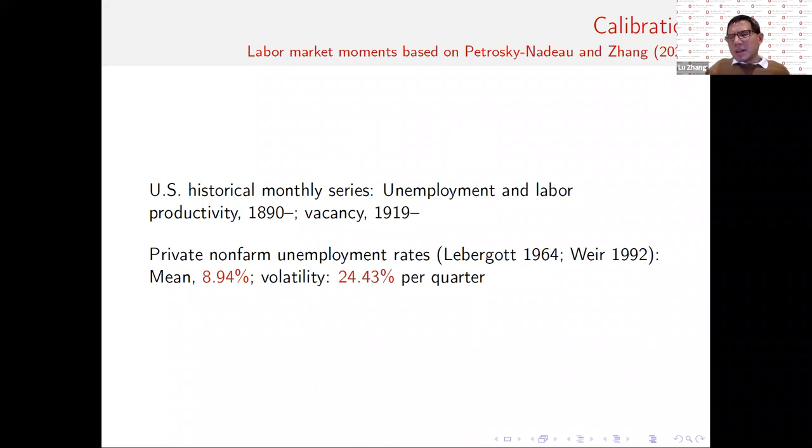So unemployment rates data can be missing for a long period, multiple decades missing following the Great Depression or during Second World War. So we ended up saying, all right, let's just use the US data that we have some confidence in.